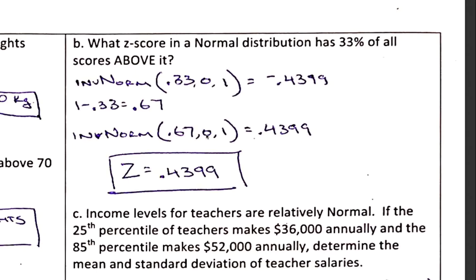And I get 0, again, for mean and 1 for standard deviation. I get my answer, and it's 0.4399. Okay, and so on the standard normal table, that value at 33% is going to be at 0.4399, so kind of in between 0 and 1 standard deviations.